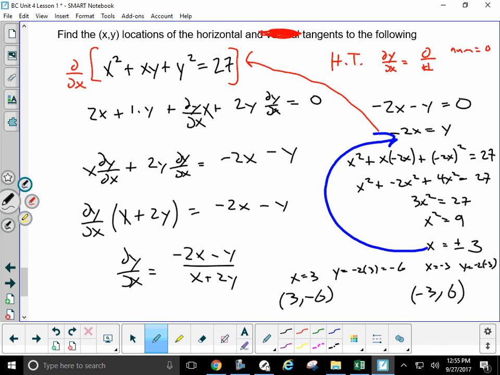So be careful. If you already plugged something into the original equation, don't use the original equation again. It would just give you some erroneous solutions. Plug it back into what you used when you plugged it into the original equation. Don't plug into the original equation twice.